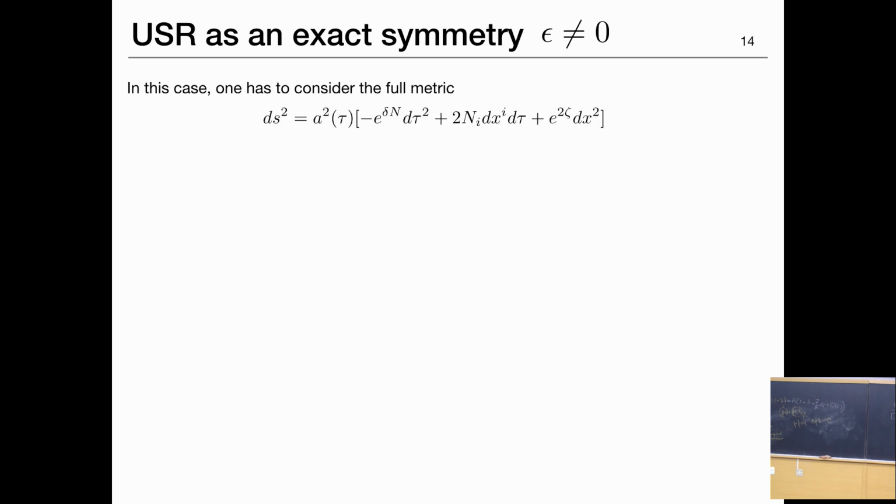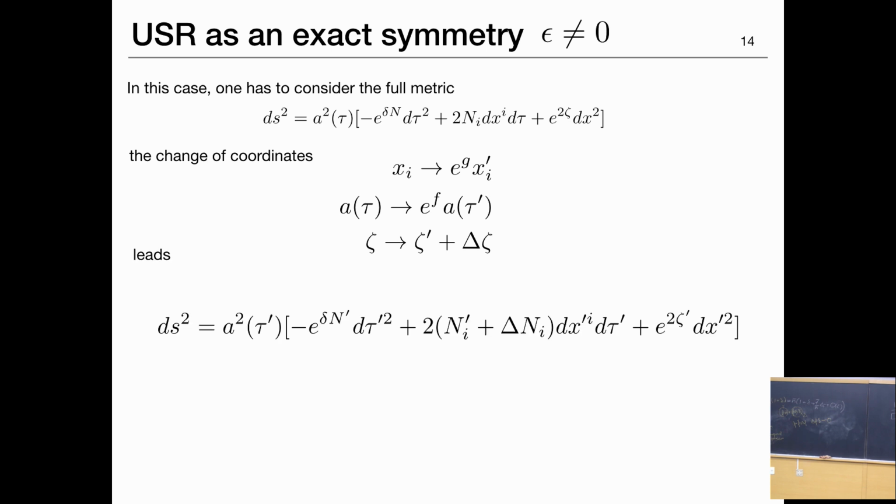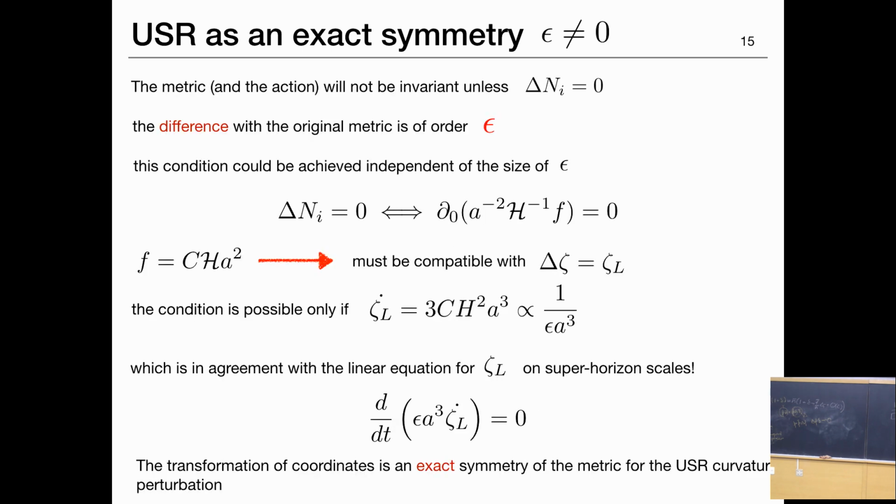Okay, if I start with the same metric and this change of coordinates and fields, I found this relation. So the metric is not invariant unless this term is equal to 0, or if we neglect epsilon. In the previous case, I had neglected epsilon. But if it has this dependence, I also recover the result. So what we say is that the transformation of coordinates is an exact symmetry of the metric for the case of ultra slow roll inflation.